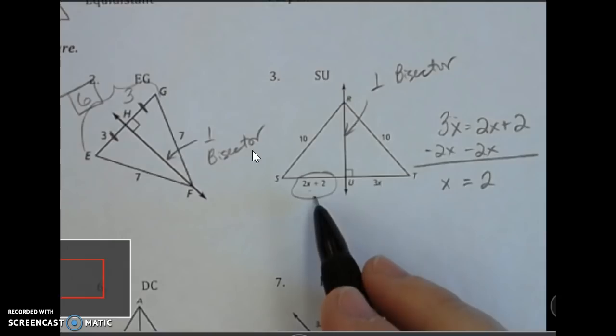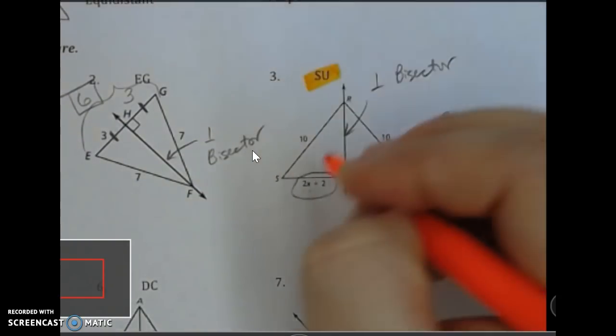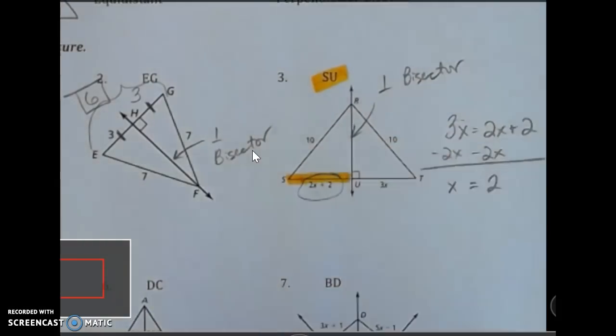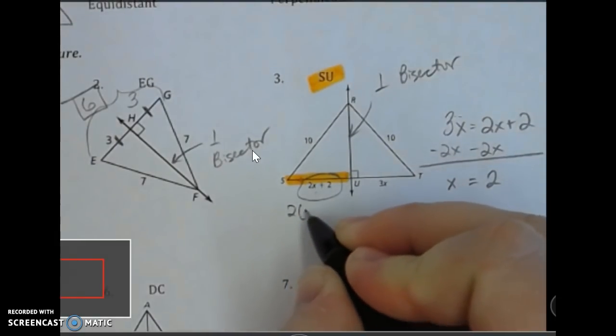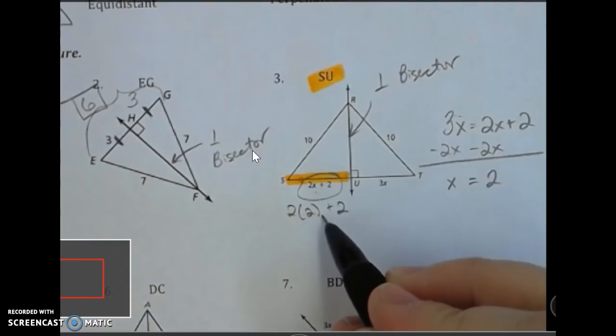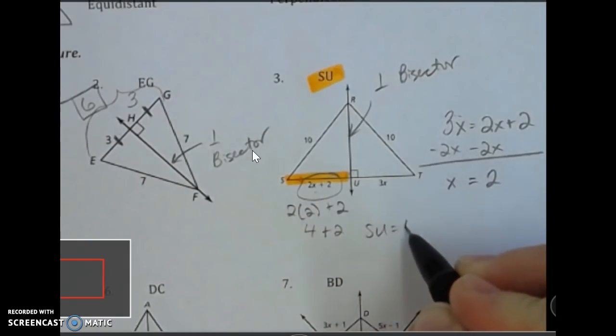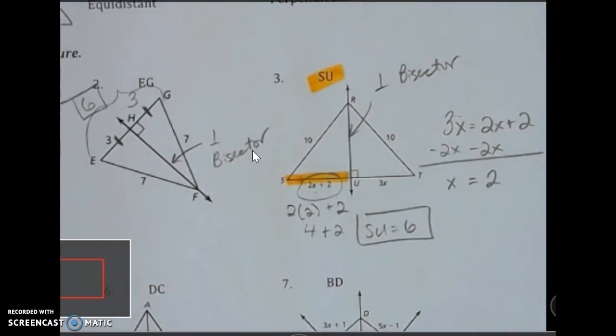Now here, it's not asking me to solve for x. It actually asks me to find SU, which is that whole thing. And so I need to plug this in. So I'm going to do 2 times 2 plus 2. That's a lot of 2's. 2 times 2 is 4 plus 2. So SU is equal to 6.